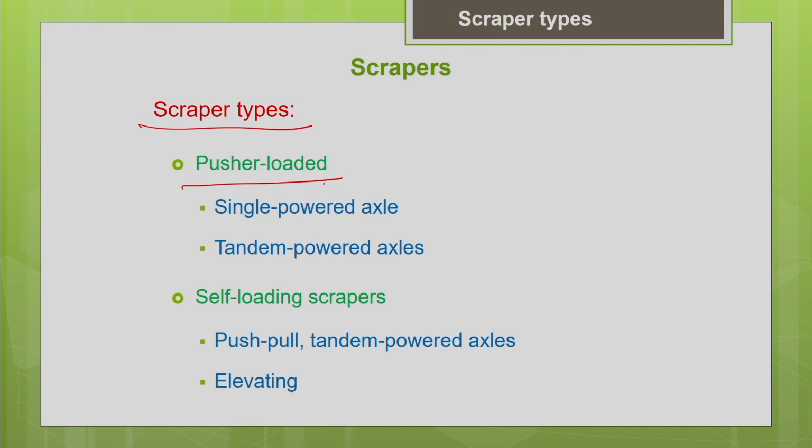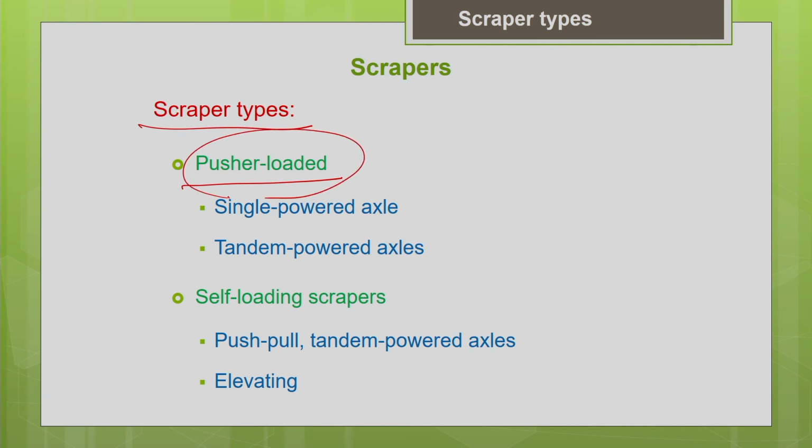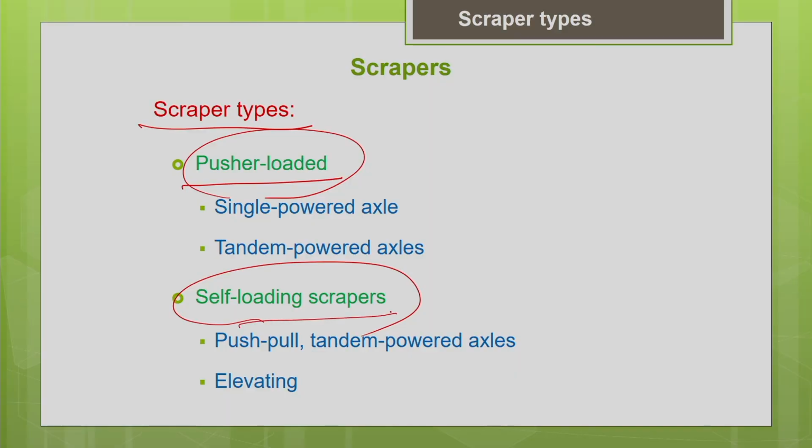Pusher loaded means that the scraper needs the assistance of a pusher, a tractor, or a bulldozer during its loading operation. Those scrapers are called pusher loaded scrapers. There are certain scrapers which are self loading in nature. That means it does not need the assistance of other machines during its loading operation. That is why they are called self-loading.